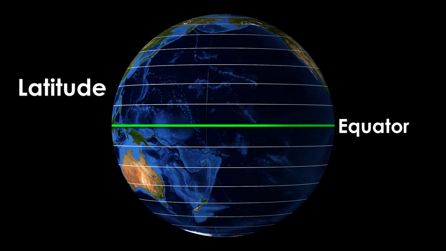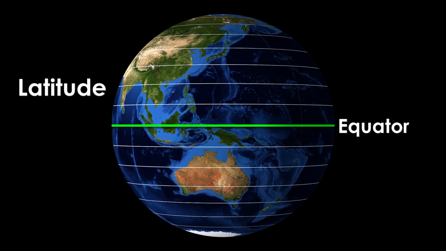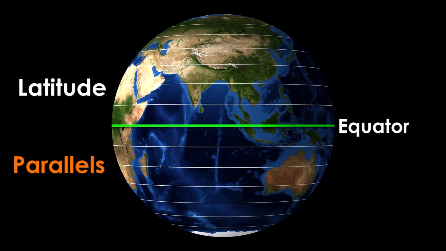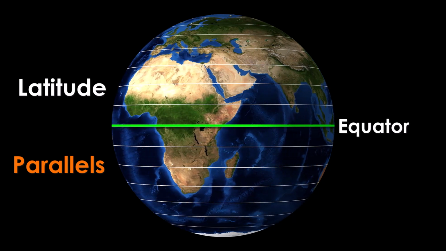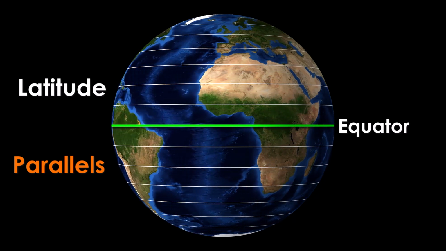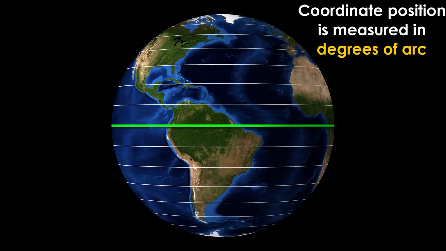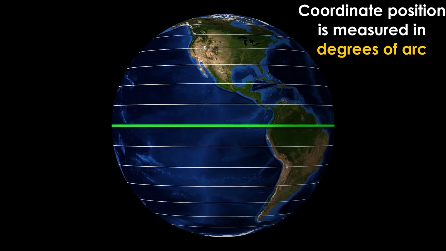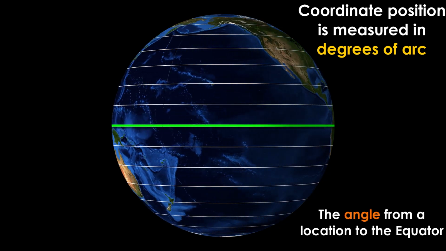Latitudes are circles around the planet that run parallel to the equator, which is why you often hear latitude lines called parallels. These lines of latitude mark position between the equator and the poles. But how exactly do we define that position in a geographic coordinate system? Coordinate position is measured in degrees of arc. For latitude, a location's position is defined as the angle from that location to the equator.